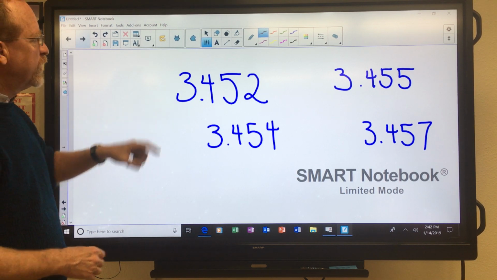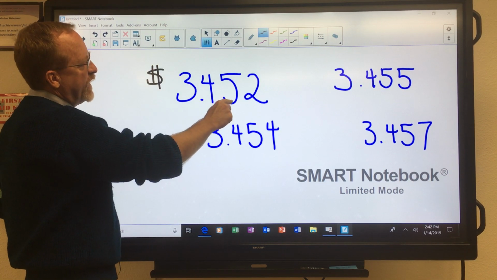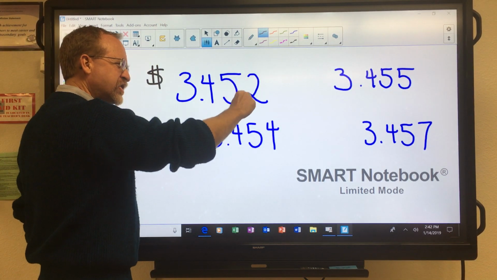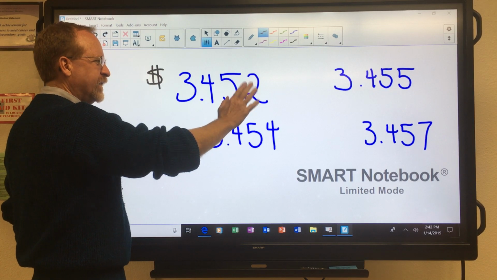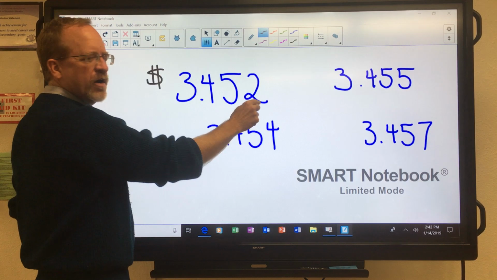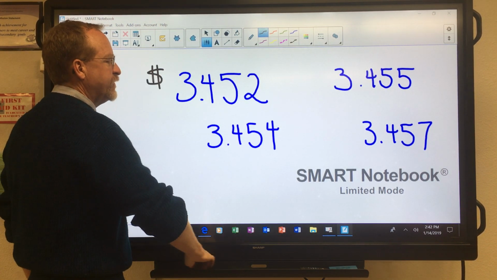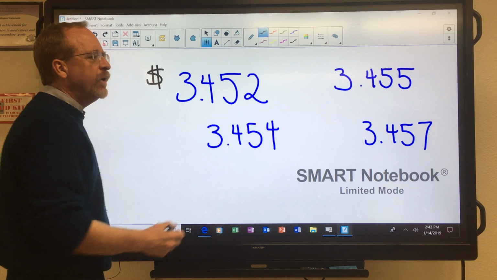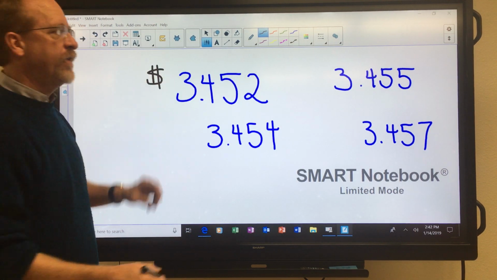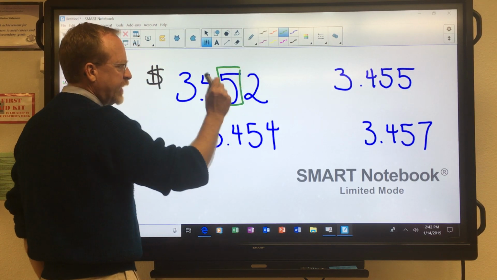When you go someplace and you see it's $3.452, wait a minute, that's not normal. It's impossible to pay that amount because there's no thousandths of a penny. So what happens is you're going to have to round off. So we're going to round to the nearest hundredth. Now, if I do that, that's the position I'm looking at.